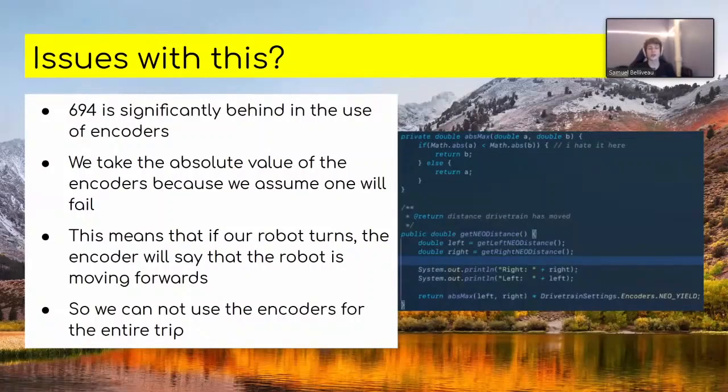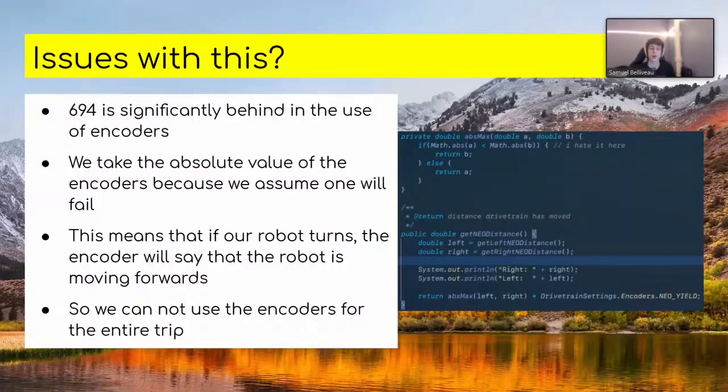There's a couple of issues with this, but it's mainly regarding our team 694 because we are significantly behind in the use of encoders, to be quite frank. We don't use them to their full potential, and there's room for significant improvement here. We still take the absolute value of both of the encoders just in case one of them doesn't work, but this causes a lot of issues.